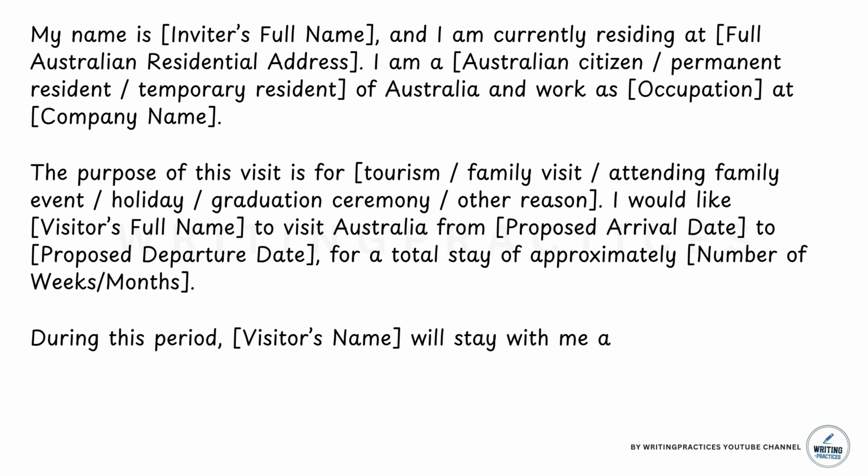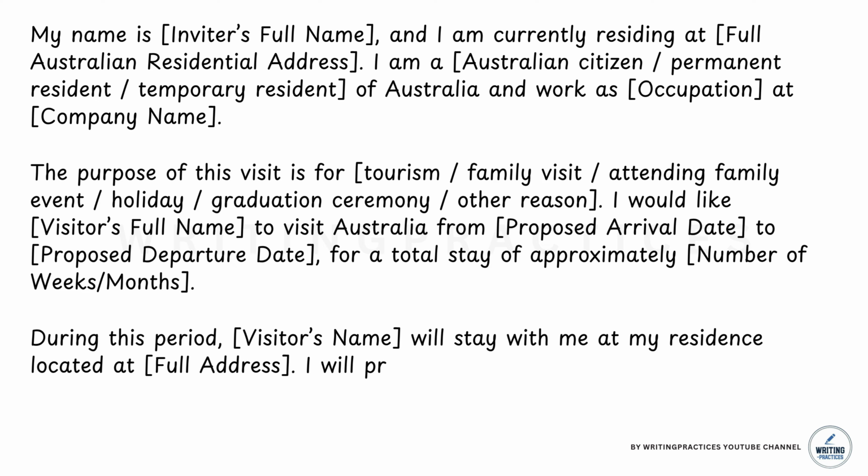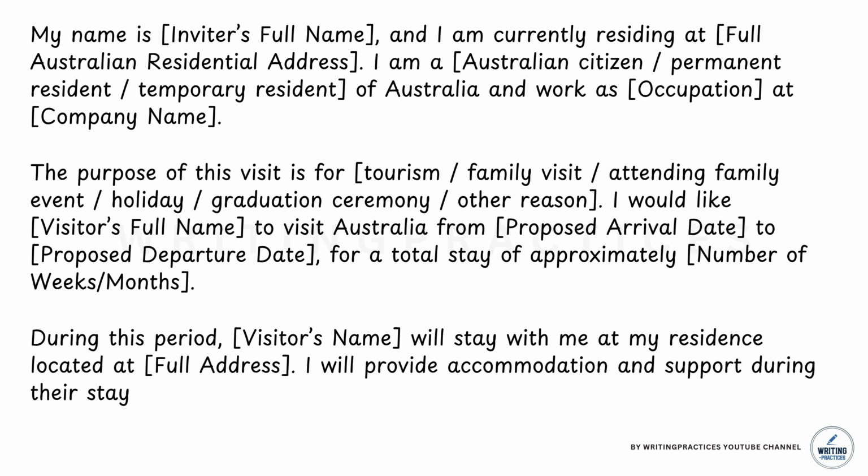Example, during this period, John will stay with me at my residence located at 18 Collins Street, Melbourne VIC 3000. I will provide accommodation and support during his stay in Australia. This confirms that the visitor has a clear accommodation arrangement during their visit. It also reassures immigration officers that the applicant has a stable place to stay in Australia. The address here should match the one listed in your sender information.